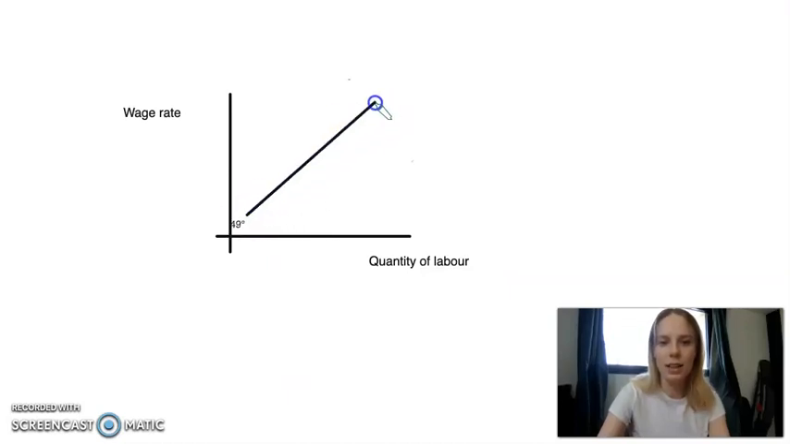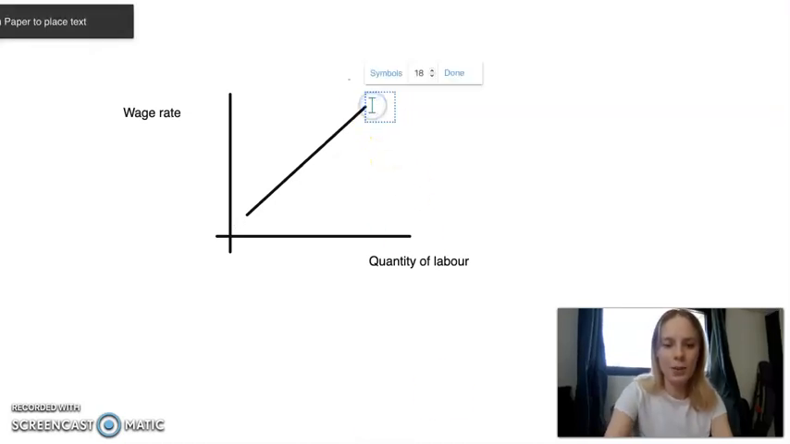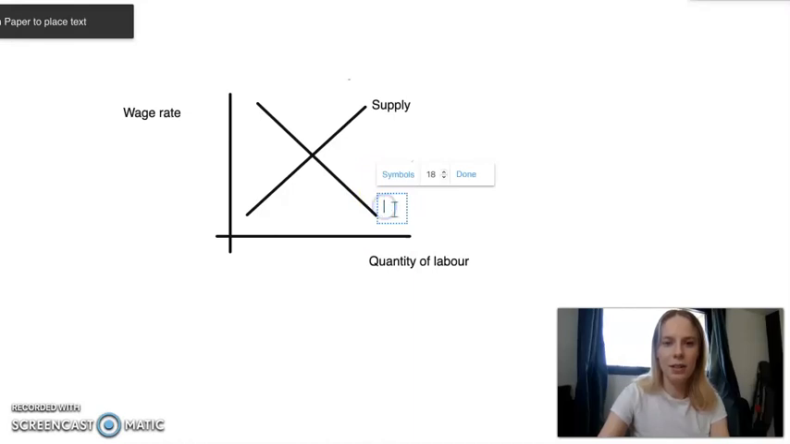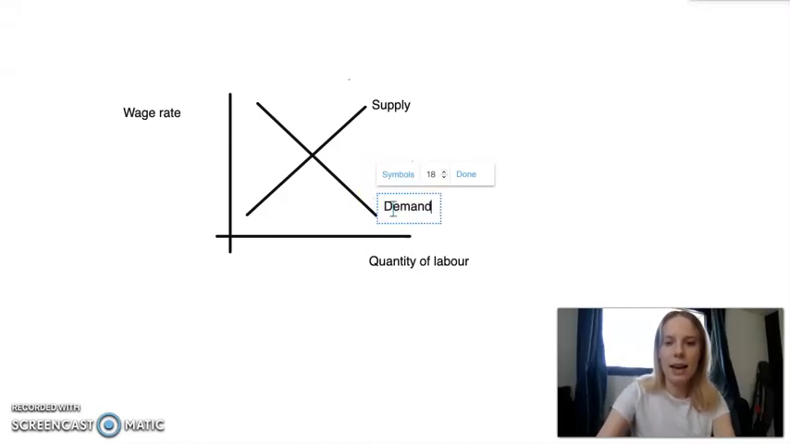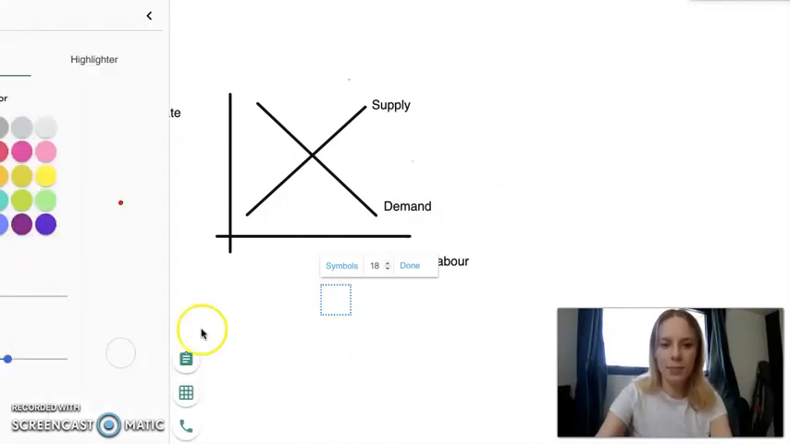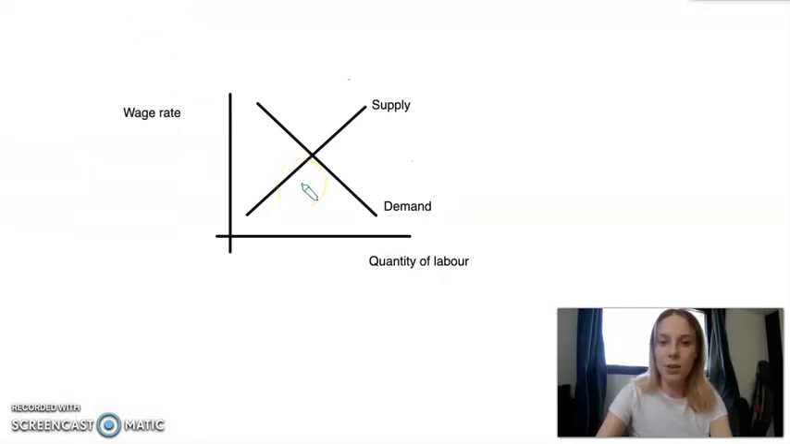So we know that supply is an upward sloping curve, and we'll label that as well. It's always important, especially in exams, to get those last few marks. You don't want to be missing them out for something silly. And then we're going to have our demand curve. And now we can work out the equilibrium wage rate and the equilibrium quantity of labour by simply looking at the intersection of these two curves.